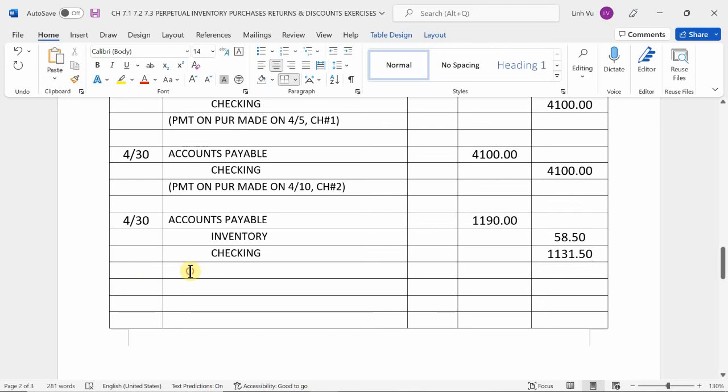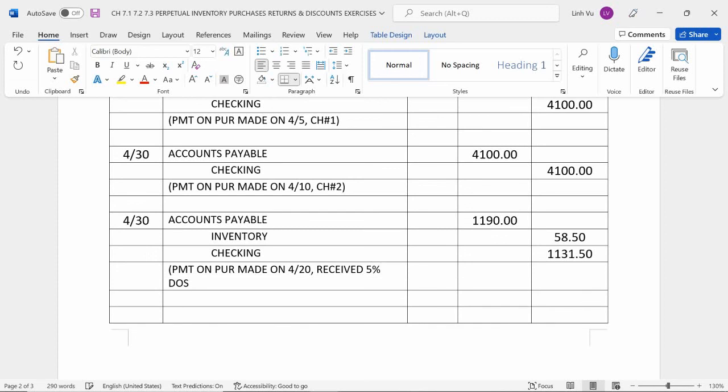Good. So then right here, I'm going to make a note: payment on purchases made on 420, received 5% discount. Okay, and of course, we wrote check number 3, our third check.